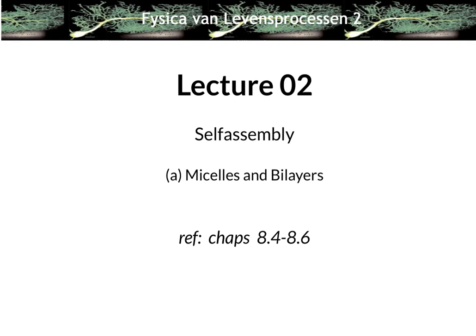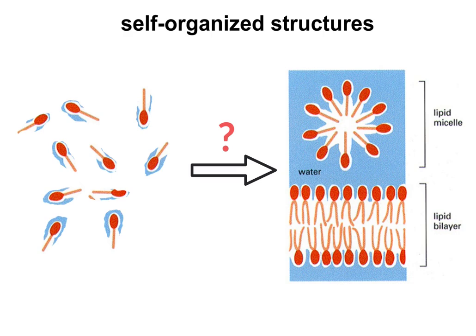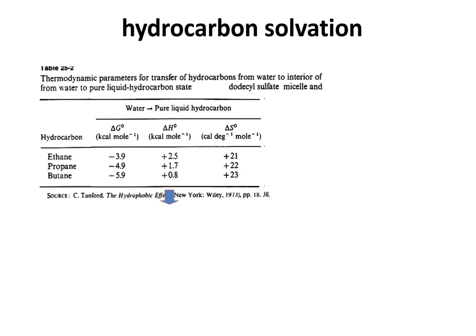Now, before we get quantitative in part B, we first consider the basics on why micelles and bilayers form, and this is the physics of self-assembly. So the question that we would like to address is, how can it be that a bunch of molecules here on the left side will spontaneously form structures, ordered structures, like these lipid micelles or a lipid bilayer?